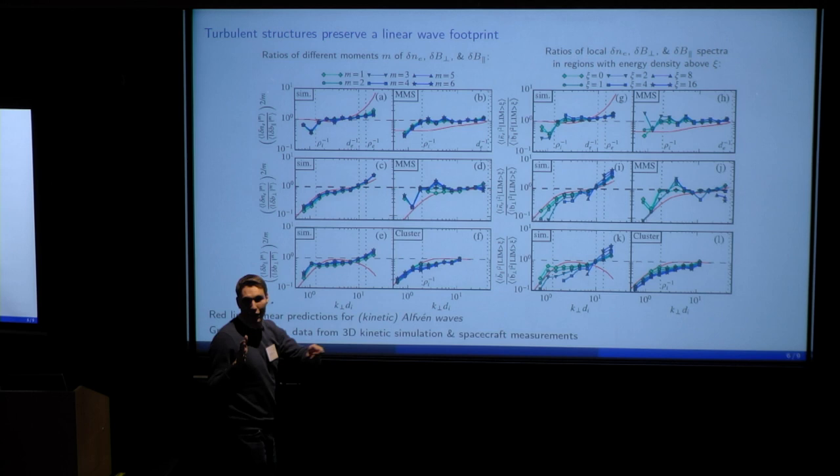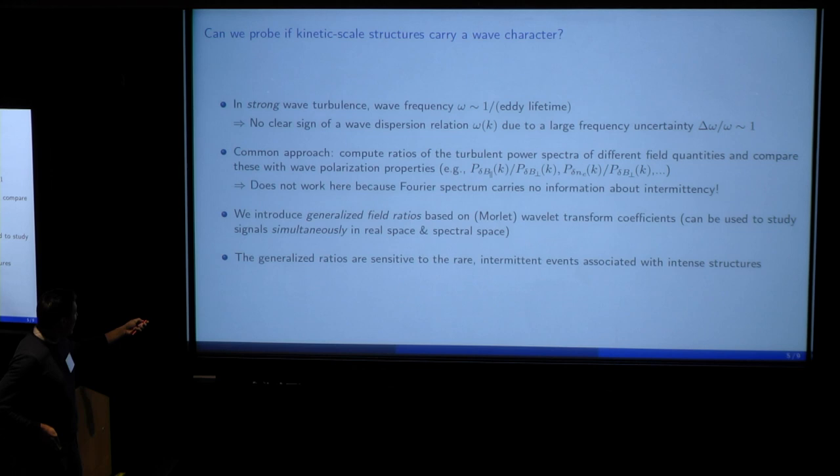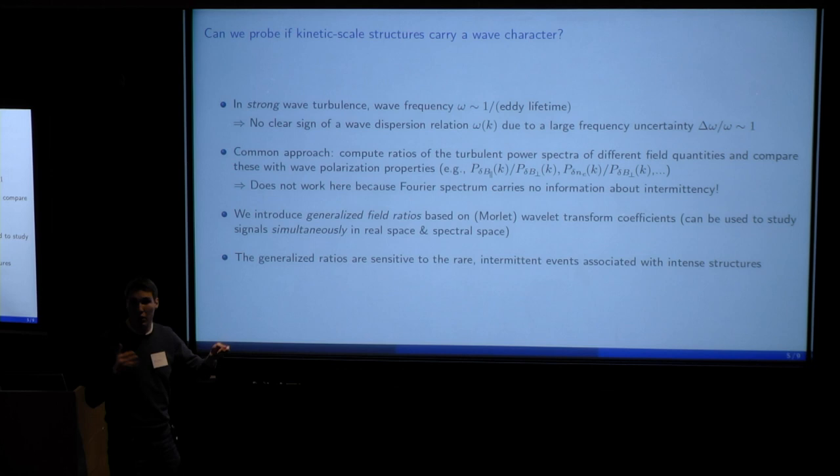So basically, the uncertainty is of the order of the frequency itself. So there's no hope that we can measure any dispersion relation. What is done instead, in simulation and also in spacecraft observations, is you can compute the power spectra of different quantities, for instance different components of the B field or of the density field, and you can take ratios of these spectra.